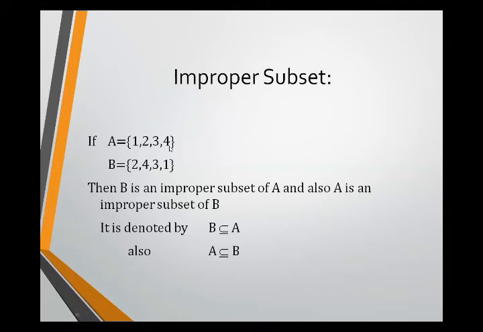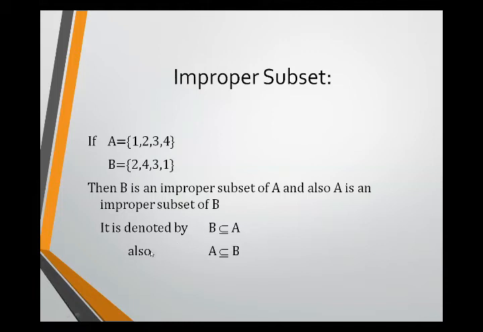and B having the elements 2, 4, 3 and 1. So as you see here, all the elements are the same, but their arrangement is different. Then B is an improper subset of A, and also A is an improper subset of B. If we say that B is an improper subset of A, so we write this symbol.